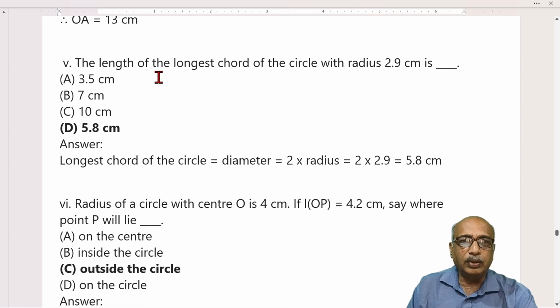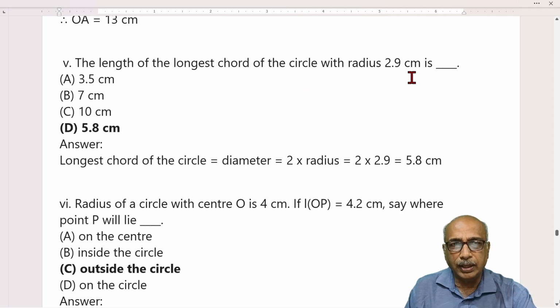The length of the longest chord of the circle with radius 2.9 centimeter is... length of the longest chord. Which is the longest chord in the circle? Diameter. And diameter is what? Twice radius. So longest chord of the circle equals diameter equals twice radius equals 2 into 2.9 equals 5.8 centimeter. So option D is the correct answer.